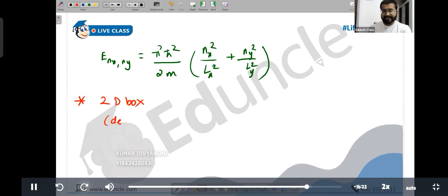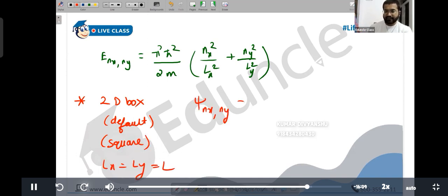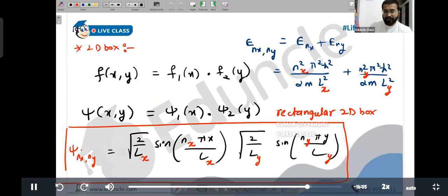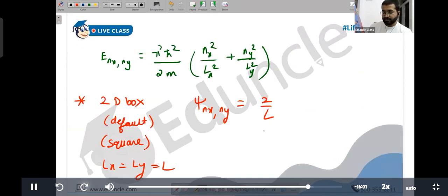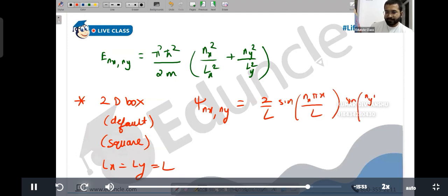Now you can learn the 2D box. By default, unless they mention otherwise, you will assume it's a square box. Lx will be equal to Ly, and you can call it L. So in that case, the wave function sin(nx πx/L) sin(ny πy/L), the normalization constant root of 2 by L times root of 2 by L.